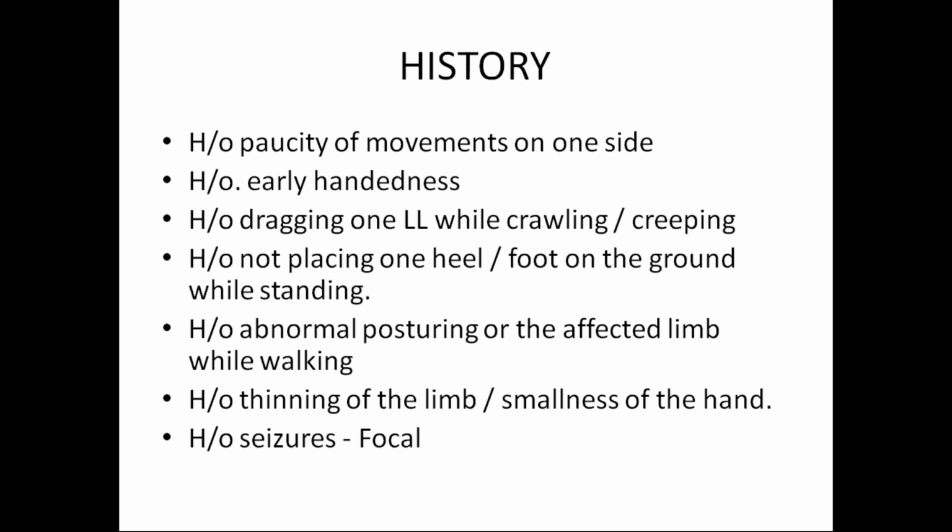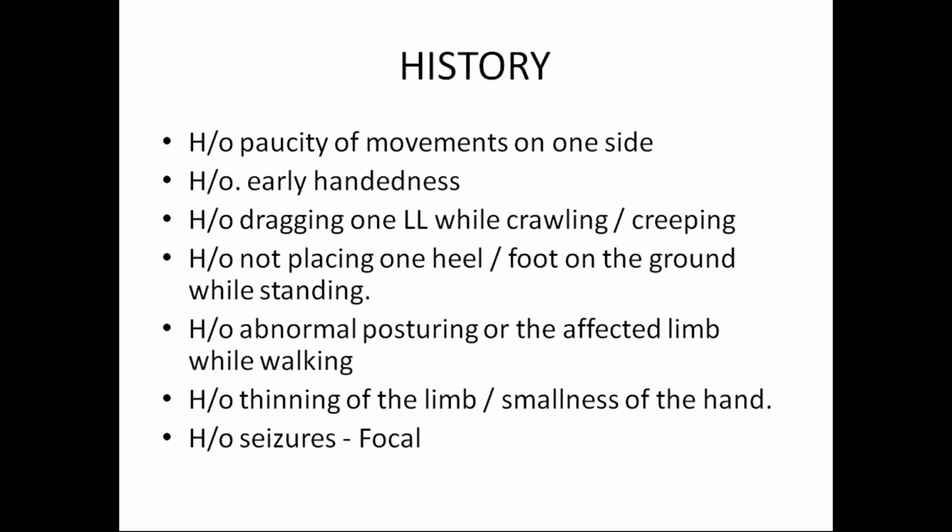Previously the child used to move both limbs and was very active, but now I observe that the child is not using one side. And the history of early handedness: usually by the 4th month, the kids should start having the handedness and the preference. Whenever a toy or a bright object is given, the child has to reach for it with one hand. If the child is reaching for it with only one hand at the early ages of 4 or 5 months, then that is early handedness. And the history of dragging one lower limb while crawling and creeping, obviously this is a sight to be seen. So that is how you know that one side is not functioning properly.